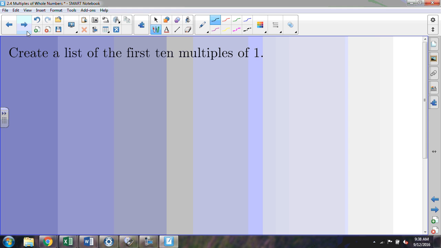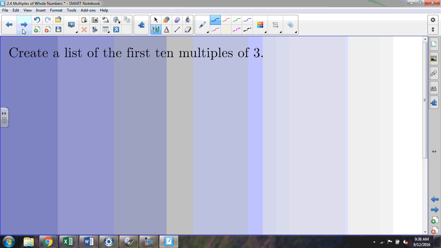Okay, what about your list of multiples of 10? Yeah, that's an easy one. Just repeatedly adding 10 over and over. There's our first 10 multiples of 10. What about your 10 multiples of 3?